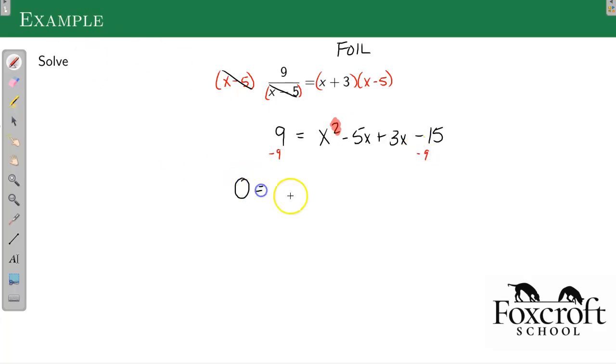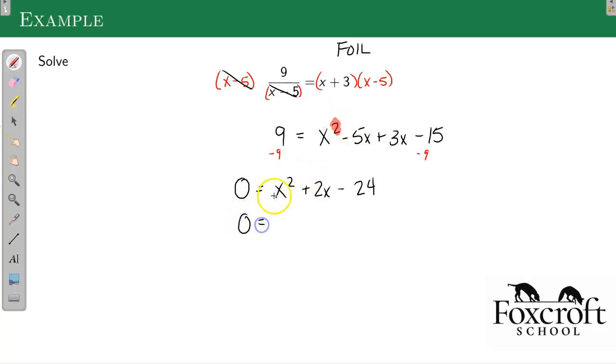So I get 0 on one side, x squared. Combining these two like terms gives me plus 2x. Combining these two like terms gives me minus 24. And now quadratics, again, we have two main ways to solve them, the quadratic formula and factoring.